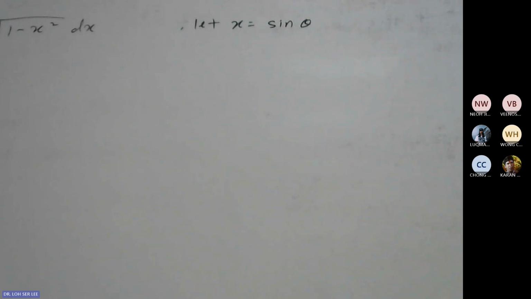Change all the x into theta. Then try to apply the identity to the 1 minus sine squared theta to get rid of the square.